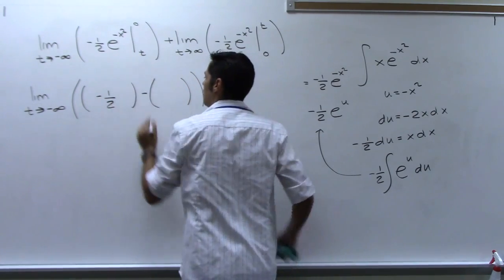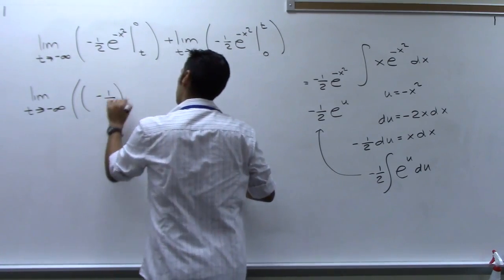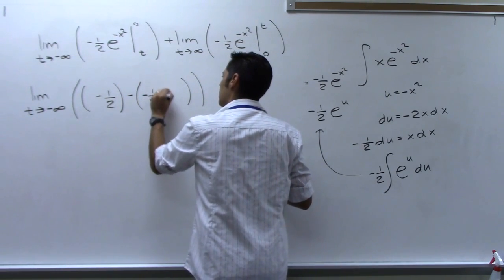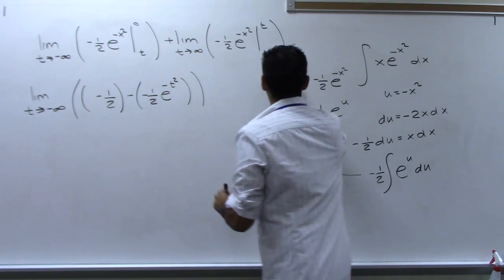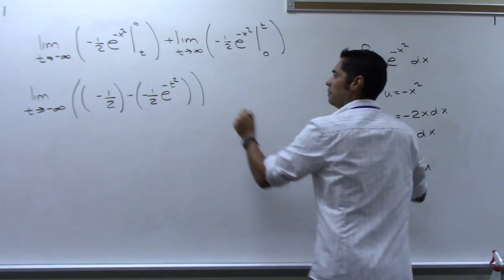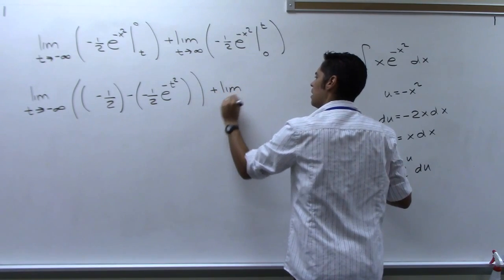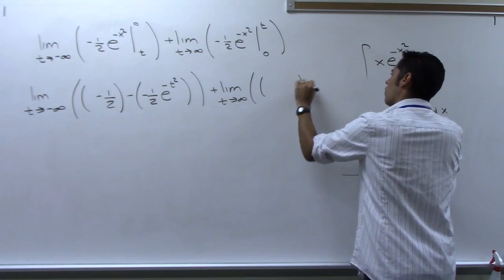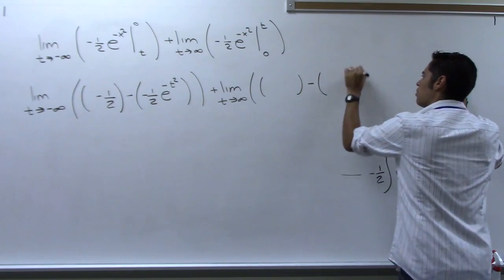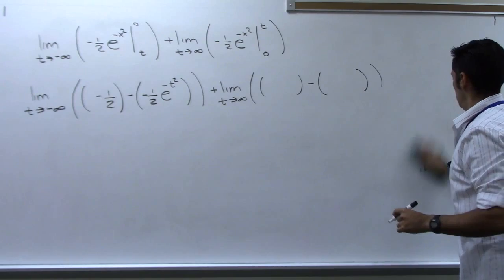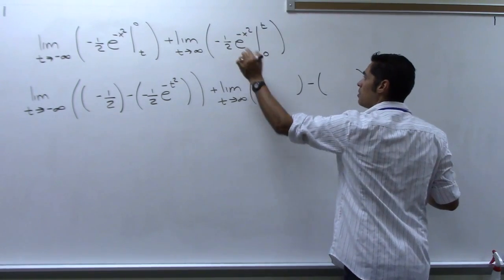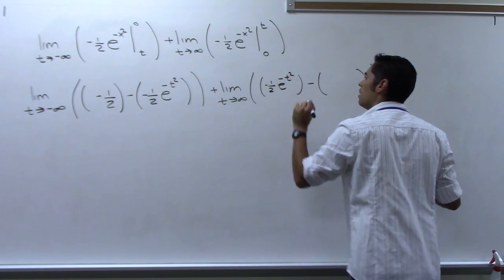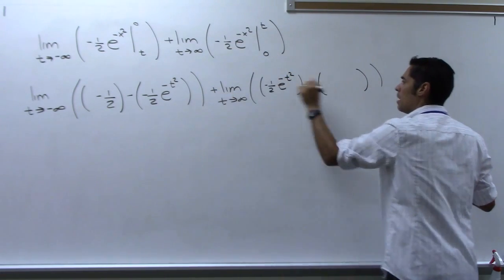And then when we plug in t, let me give myself a little more room here. Plug in t, get negative 1/2 e to the negative t squared. Then we have plus the limit as t goes to positive infinity this time of two things subtracted here. So we plug in t first, get negative 1/2 e to the negative t squared. And then we plug in 0, we get the same thing we got over there, negative 1/2.